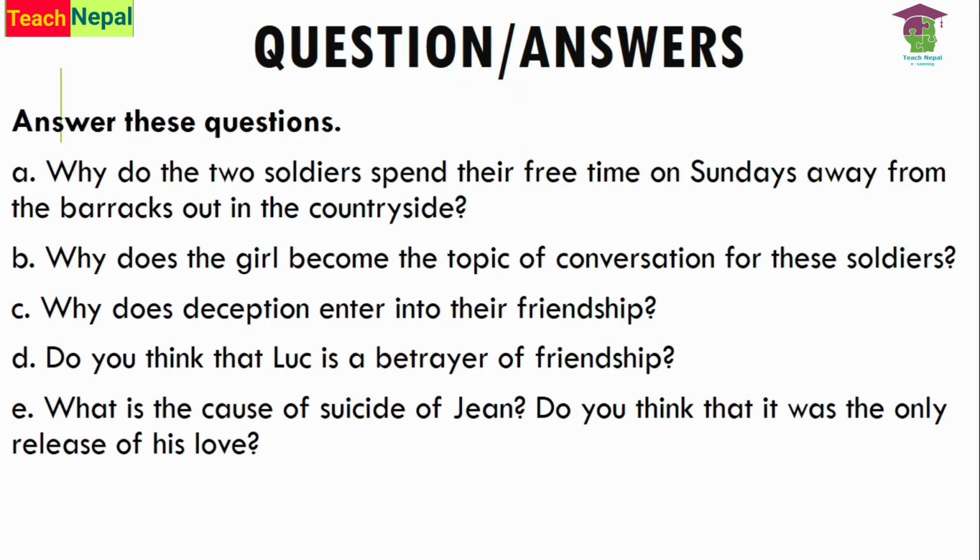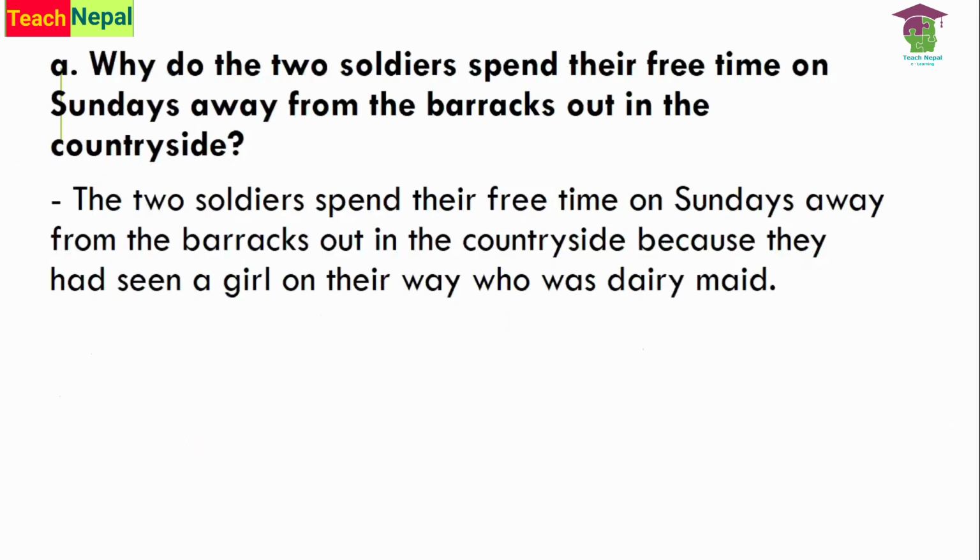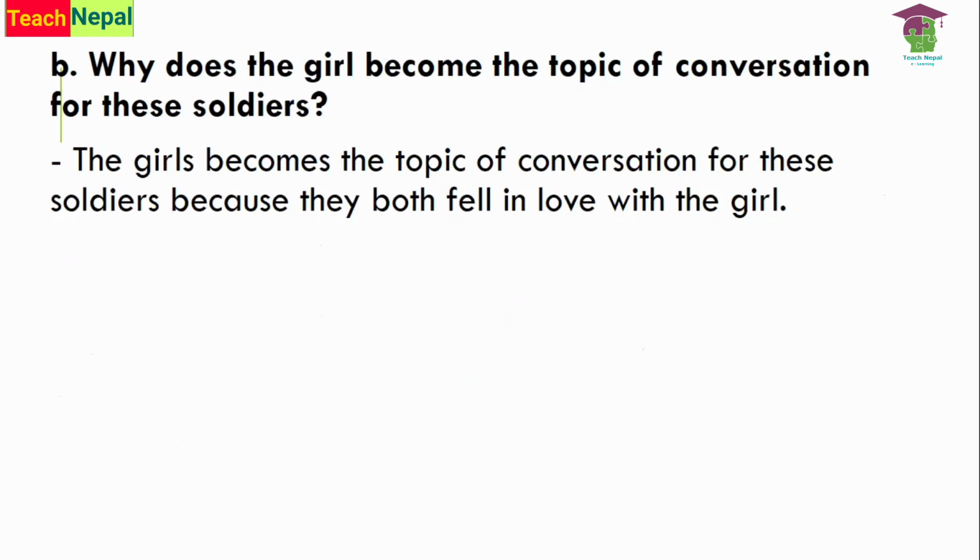Now let me go to the question answers. So I have written the answers to these questions. Here, why do the two soldiers spend their free time on Sundays away from their barracks out in the countryside? The two soldiers spent their free time on Sundays away from their barracks out in the countryside because they had seen a girl on the way, a maid, right? So free time. One thing they would like to visit that, and next thing is after they saw that milkmaid, or dairymaid, they started going there.